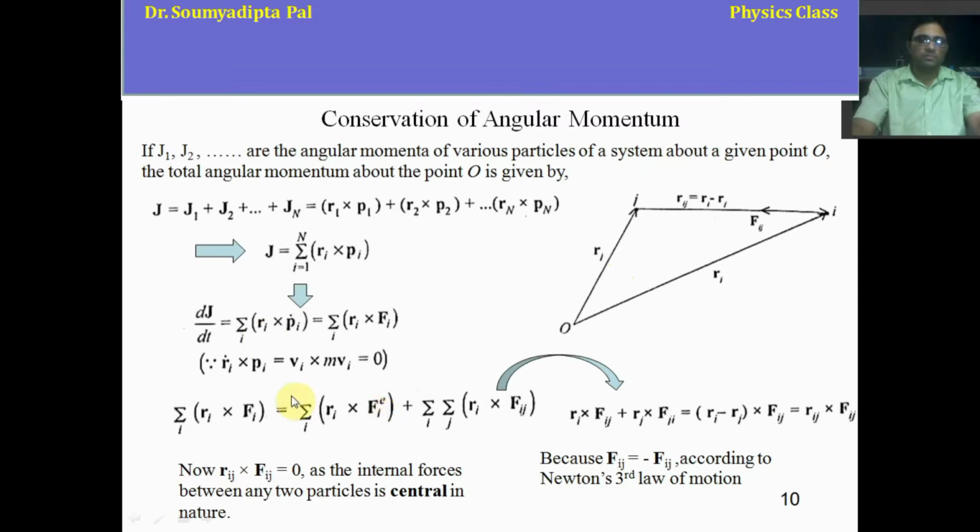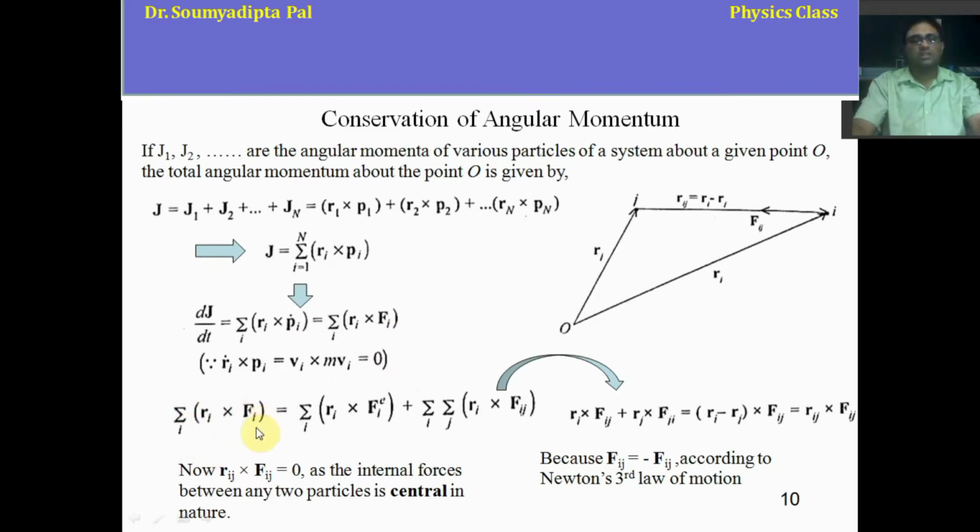Now here you can see that if we do dJ/dt, we can write Ri cross Pi dot, and another term is Ri dot cross Pi, but that term is 0 because here Ri dot is basically Vi and Pi is m Vi, so Vi cross Vi is 0, so we are left with this term. Okay, now Ri cross Fi, summation over i, we have to calculate.